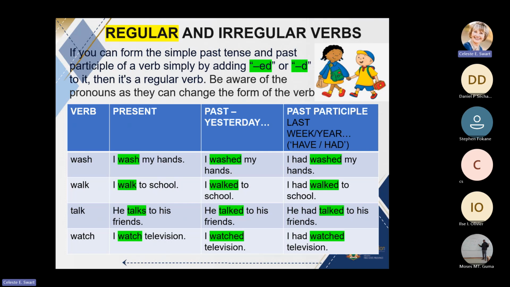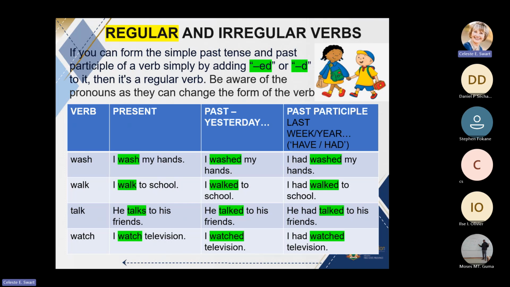So let's look. If you can form the simple past tense and the past participle of a verb by adding ed or d, then it's a regular verb. But you have to know your pronouns to be able to see whether the verb stays the way it is or changes slightly. You think of wash. I wash my hands. But what would happen if I said she wash? I can't say she wash her hands. She washes her hands.